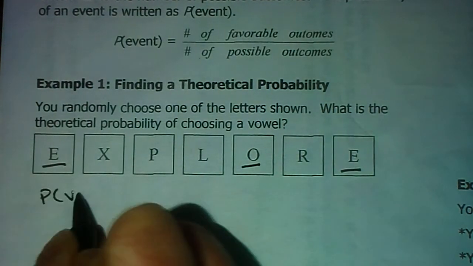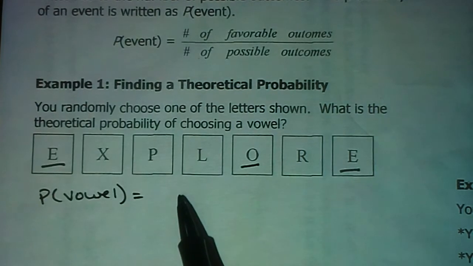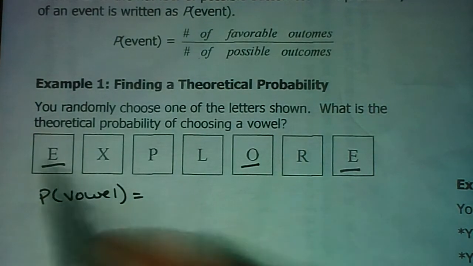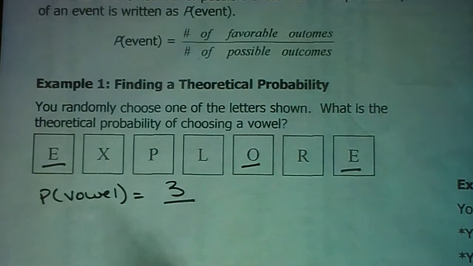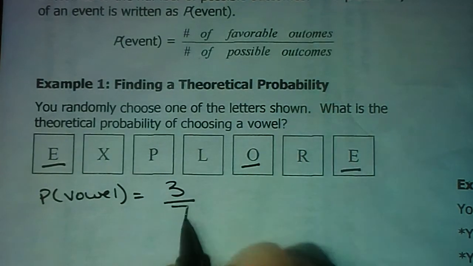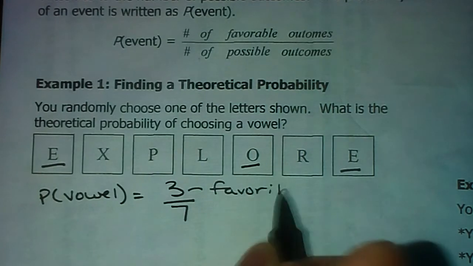So the probability of a vowel, I'm going to take the number of favorable outcomes, meaning the number of times I can actually get to happen what I want to happen, and that's vowels. That would be 3. And the total outcomes here, there are 1, 2, 3, 4, 5, 6, 7 letters there. So here we have the favorable outcomes.